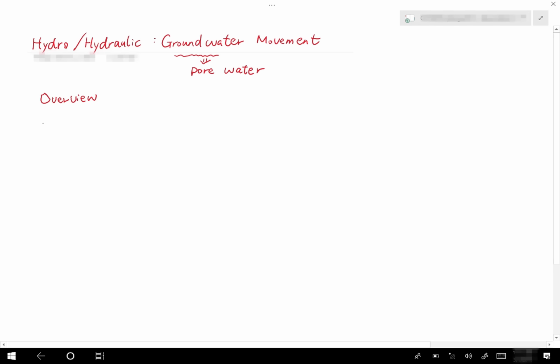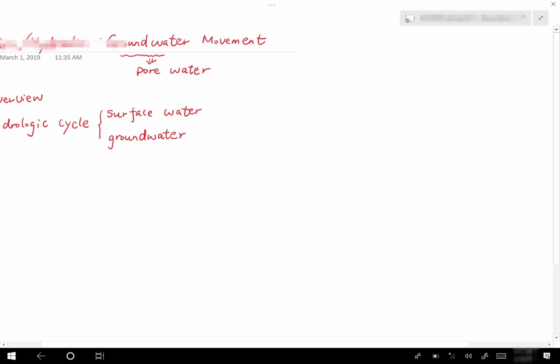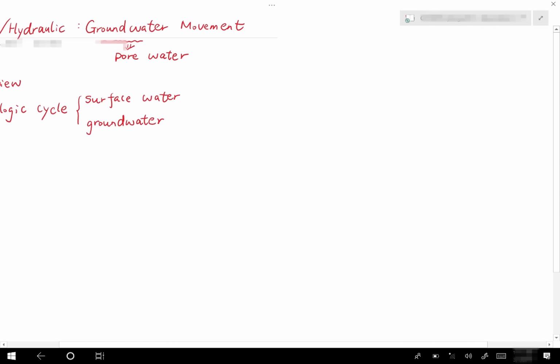So let me go over the hydrologic cycle. As I mentioned, there are two routes. One is surface water, and the other one is groundwater. Surface water is two words, and groundwater is one word. For groundwater, we have the saturated and unsaturated zone, or sometimes called the vadose zone. And we have the saturated zone, and some people call it the phreatic zone.